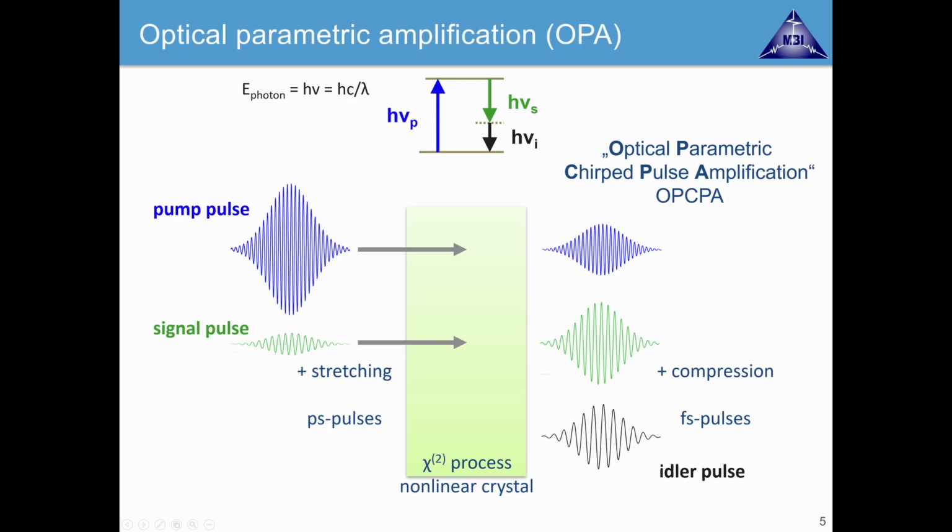To make the title complete, if you add some pre-stretching so that you send in picosecond pulses, and you add some post-compression to regain your femtosecond pulses, then you have basically what was in the title. Then you have built an optical parametric chirped pulse amplification stage.